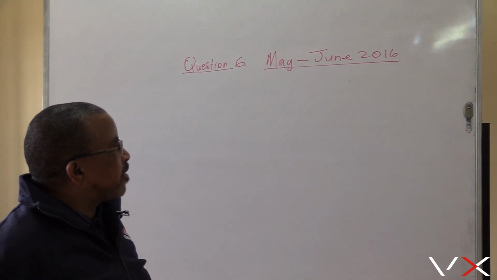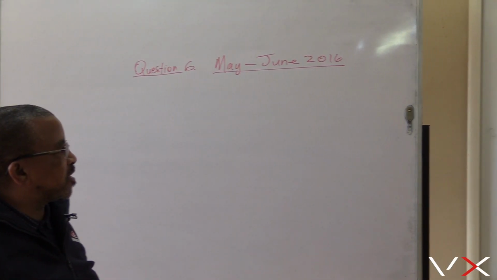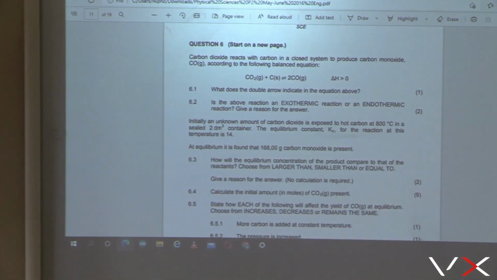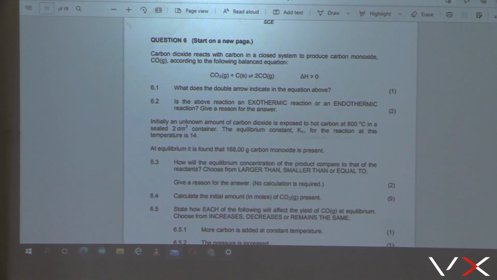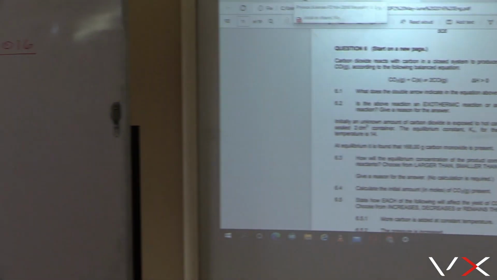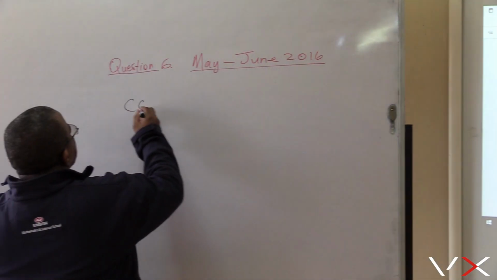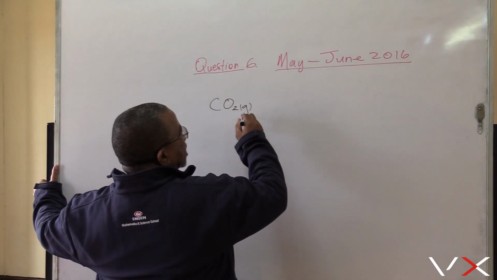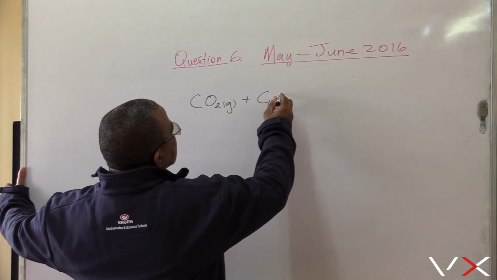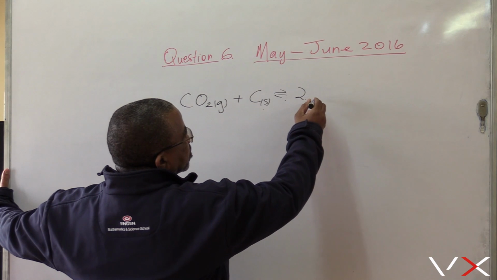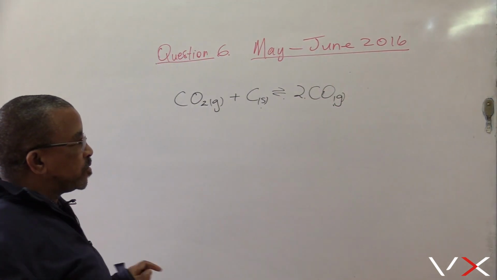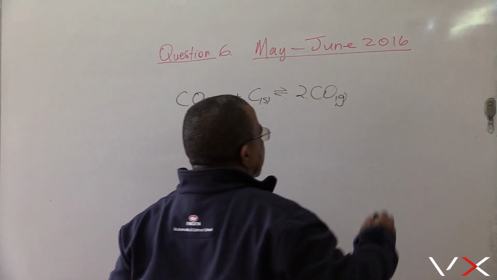Right. Carbon dioxide reacts with carbon in a closed system to produce carbon monoxide according to the following equation. So it's important ukuthi uyibhale leyo equation and futhi ibhalansile. CO2 gas, carbon dioxide, reacts with carbon solid. According to that, it gives you 2 CO gas, carbon monoxide.